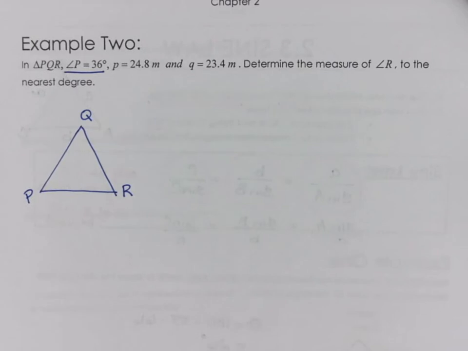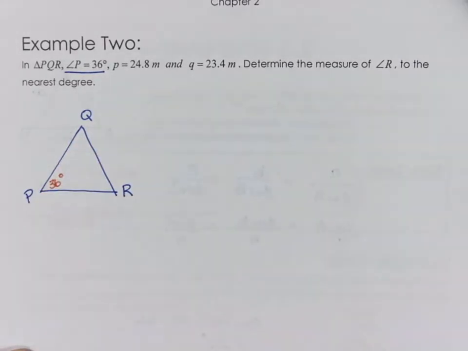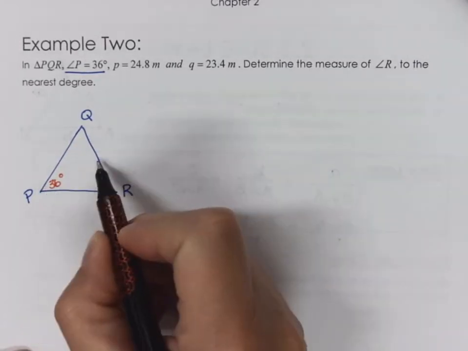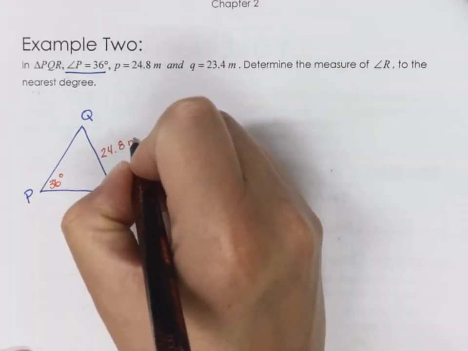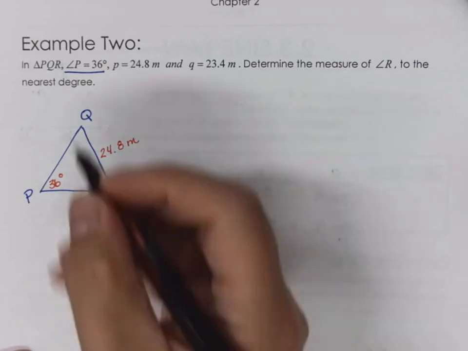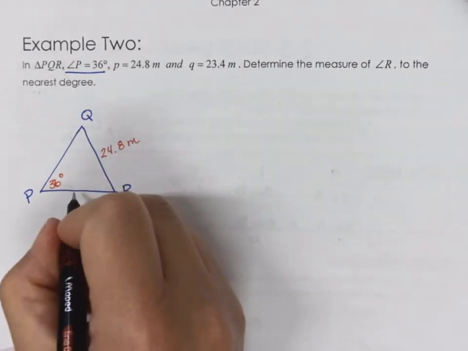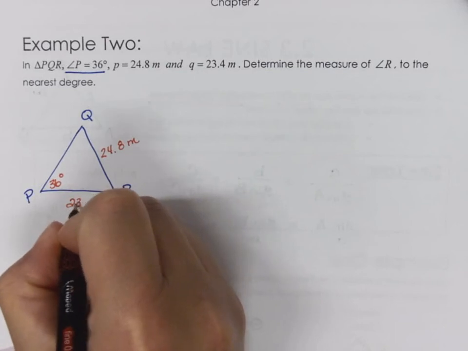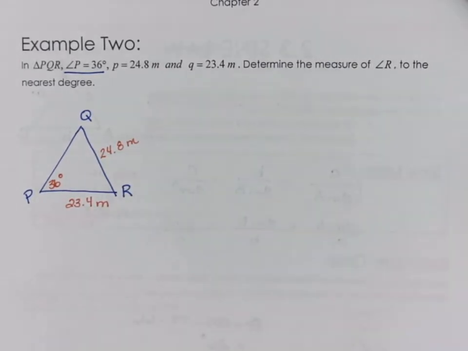And now we're going to put the information on it that it gave us. So angle P is 36 degrees. Side P, so remember that's going to be across from the angle, is 24.8 meters. And side Q, so that's going to be across from the angle Q, is 23.4 meters. What angle is bigger, P or Q?